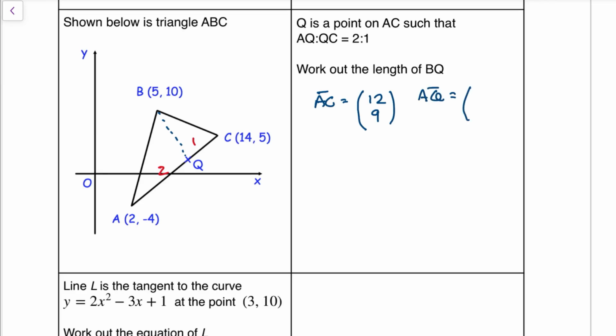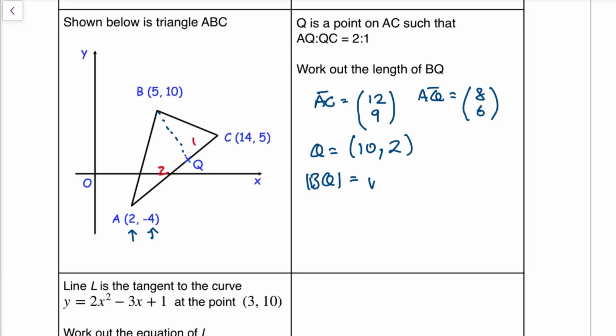So A to Q is 2/3 of 12, which is going to be 8, and 2/3 of 9, which is going to be 6, which means the point Q is going to be, well, I'm going to start from the A value, so it's going to be the 2 here plus 8, which is 10, and it's going to be the minus 4 here plus 6, which is going to give me 2. So in other words, I know the point Q is 10, 2. And then it's just a case of working out the length of B to Q.